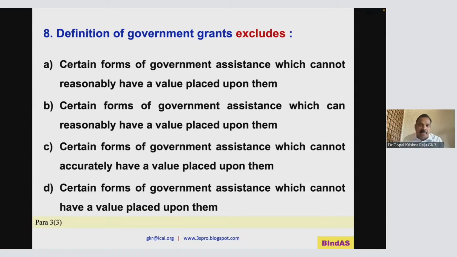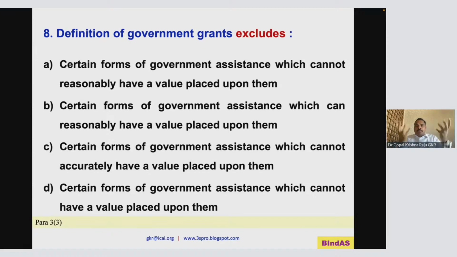Now that right has to be measured. Sometimes you cannot measure it. Certain government rights cannot reasonably have a value placed upon them, or you have to engage a registered valuer to determine the value. Especially, does it have commercial substance? What is commercial substance? Can you sell that right? No, you cannot sell it. So that is a problem. You cannot measure it. Normally, how will you measure an intangible asset?